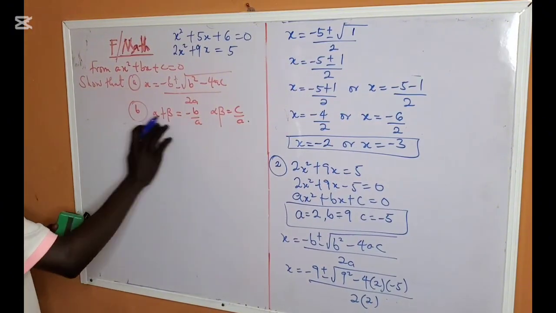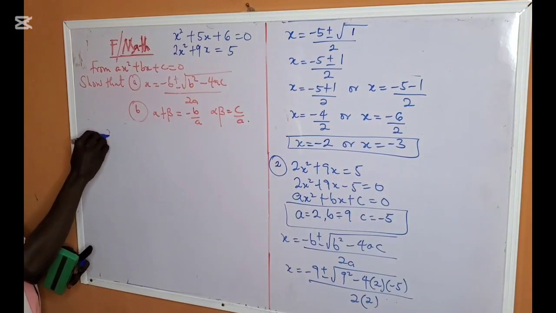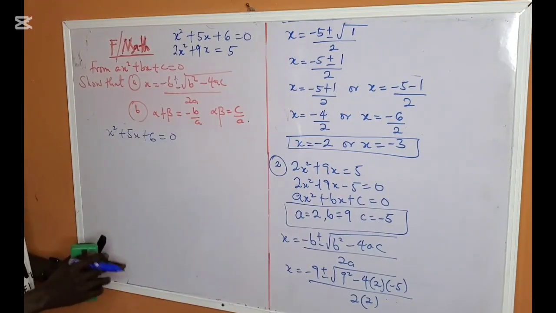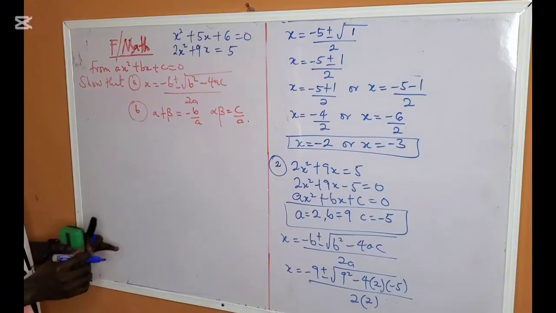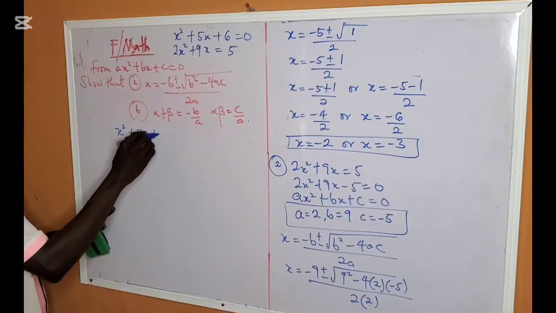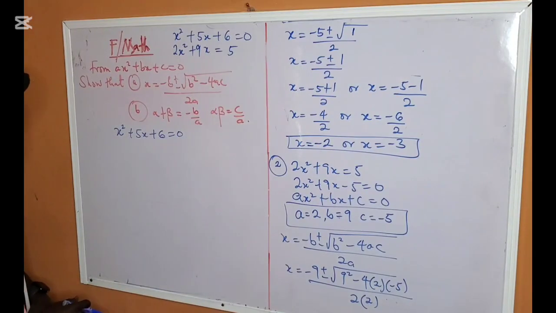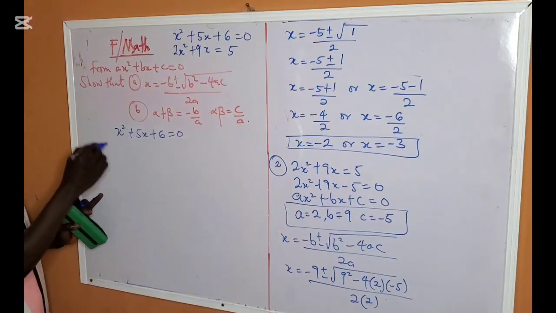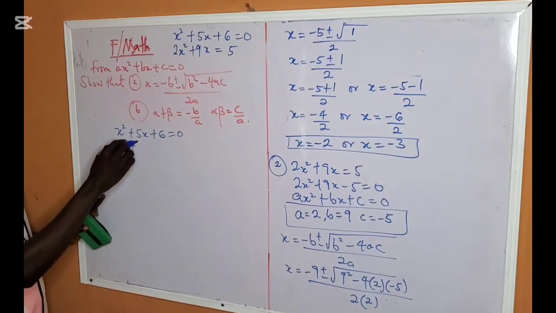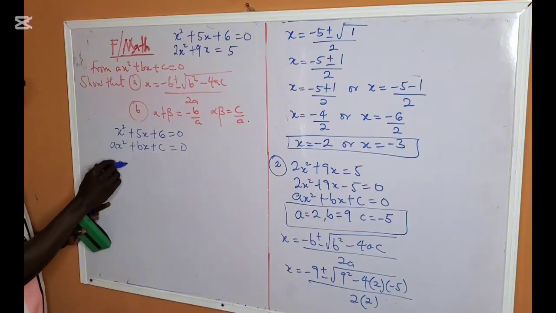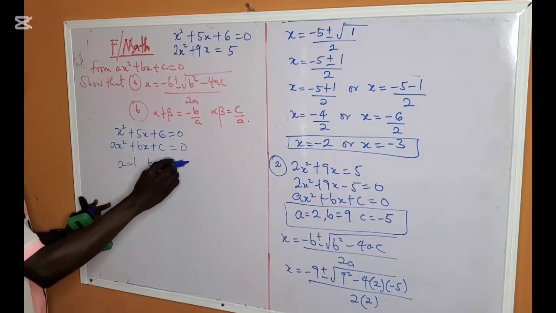For the sum and product of roots, we have x squared plus 5x plus 6 equals 0. This is the sum and product. So how can we solve this? We have alpha plus beta equals minus b over a and alpha beta equals c over a. Okay, let's compare with our quadratic general equation. Our a here is 1, right? B is 5 and c equals 6.